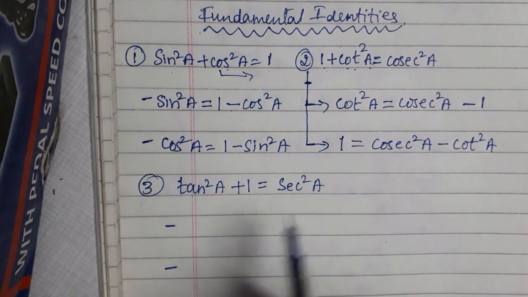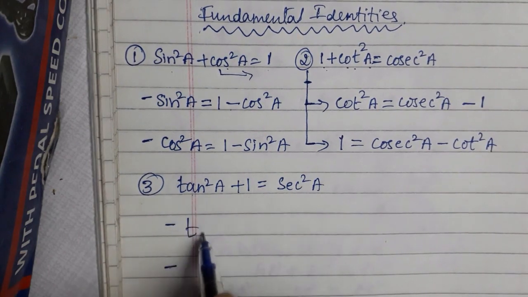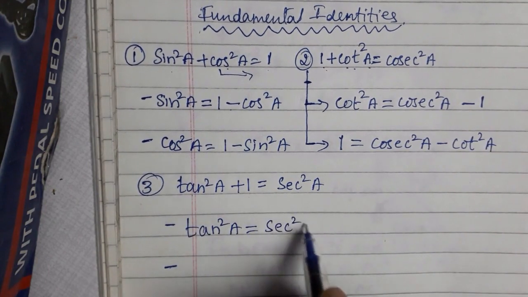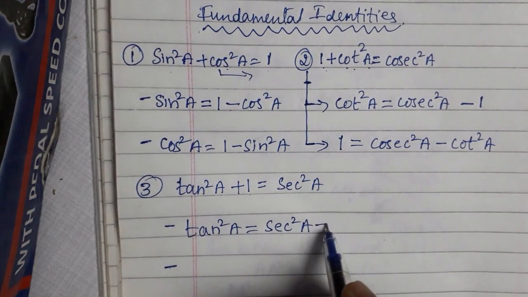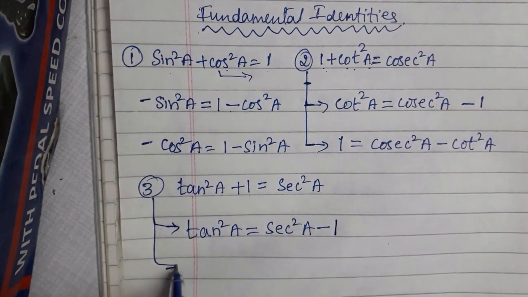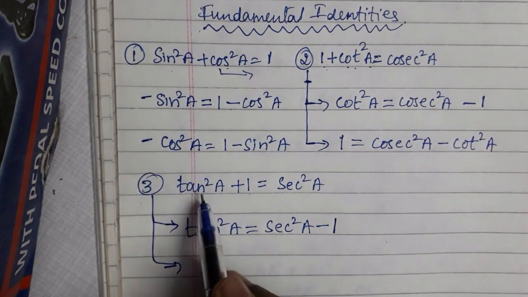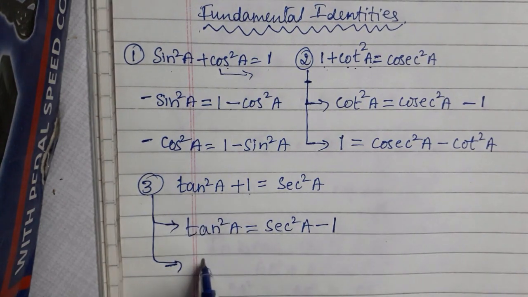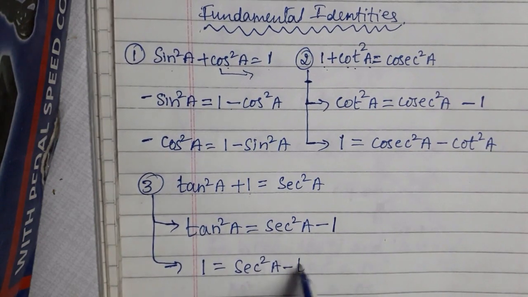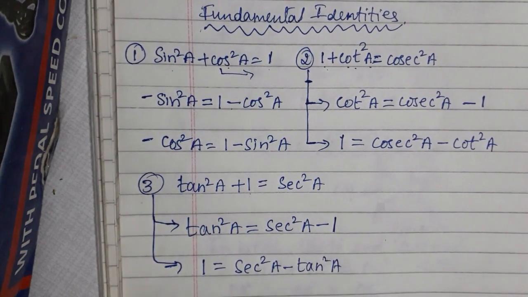Tan square A plus 1 is equal to secant square A. Now I'll shift 1, so this will become tan square A is equal to secant square A minus 1, because when I am shifting 1, it becomes minus 1. So I got the first. Now we will see the second. What is the second? I will shift tan square A, so 1 is equal to secant square A minus tan square A.